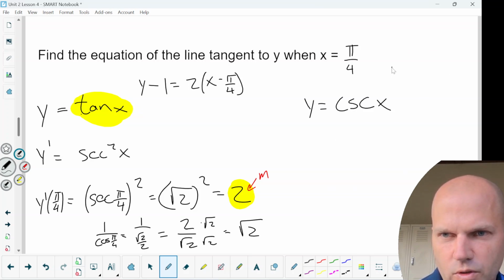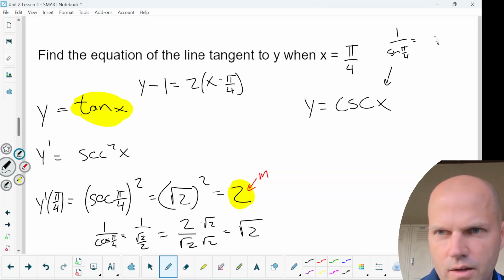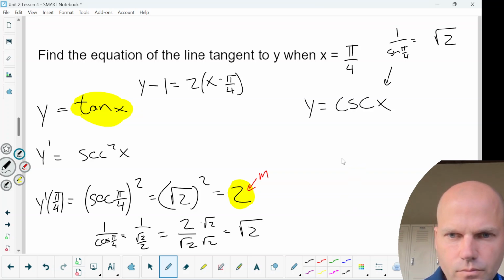cosecant of pi over 4, might as well get the y-coordinate out of the way. It's the same as 1 over the sine of pi over 4. Sine of pi over 4 is root 2 over 2, so we get that same value as the secant of pi over 4, which is root 2.